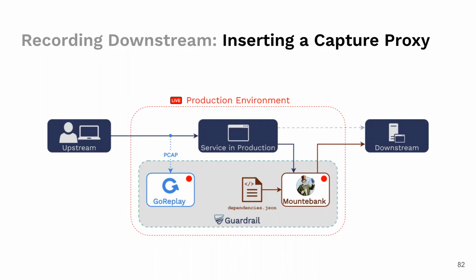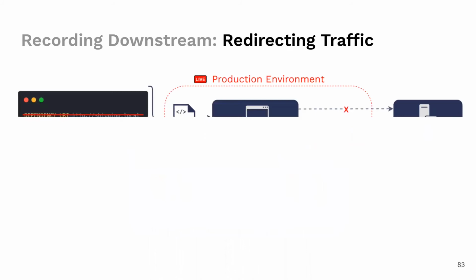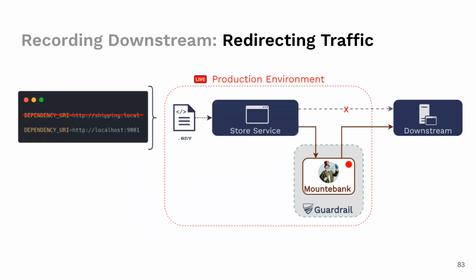Now you ask, how do we insert this proxy? Well, by convention, the URL for the dependency is set in a configuration file. So to use these proxies, Aaron will have to change the configuration of the store service manually. It has to be done manually because the configuration for each microservice is different. Then after loading the changes, the traffic is now going through the proxies.